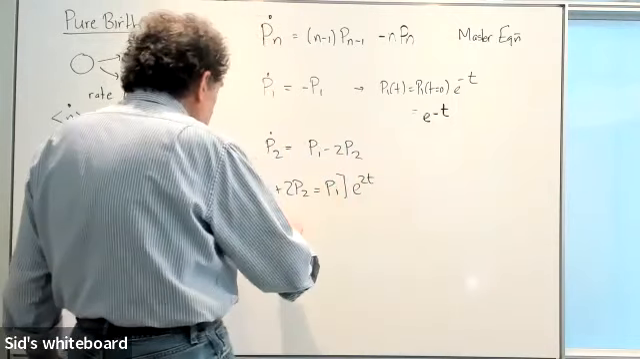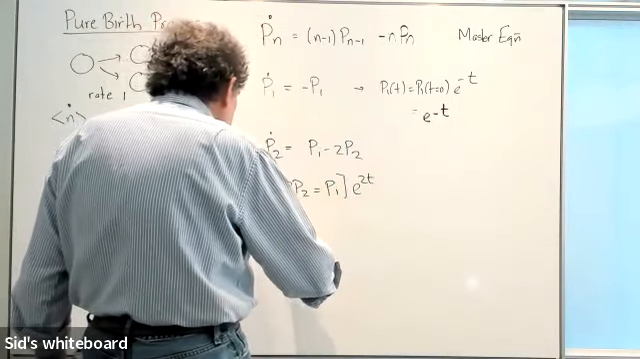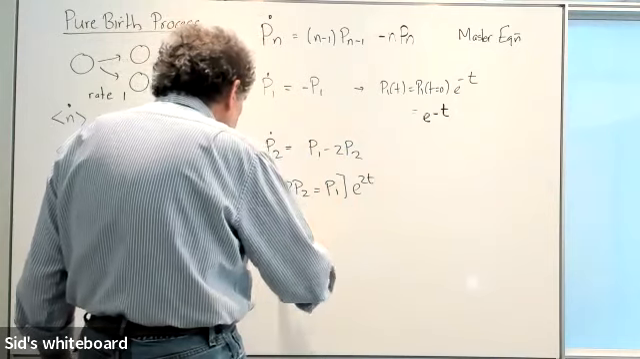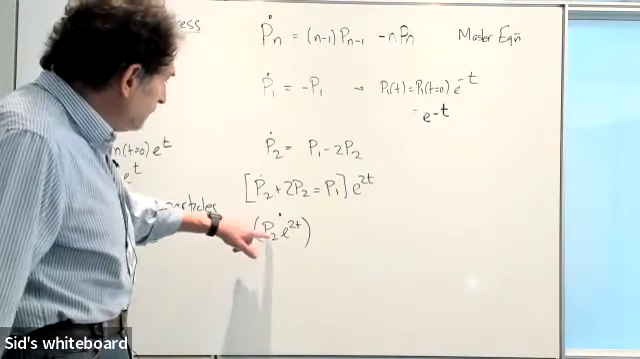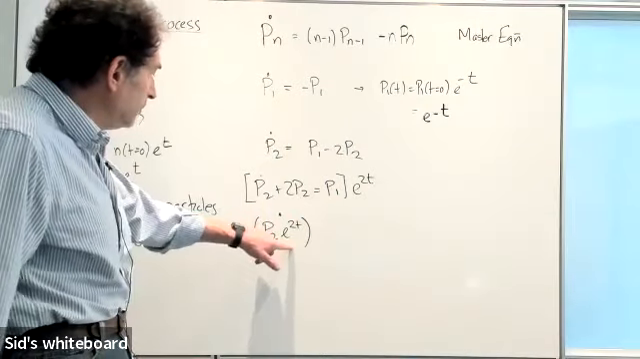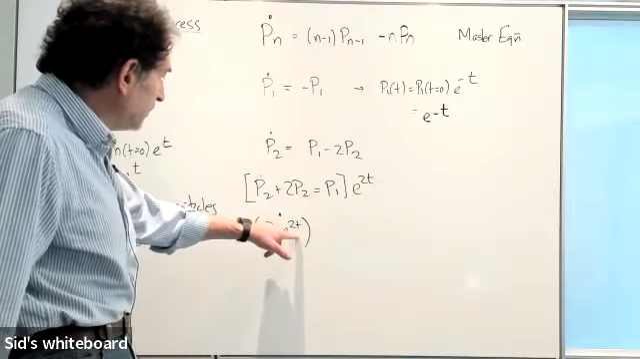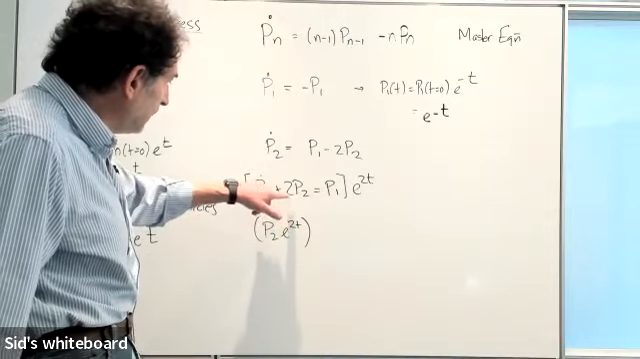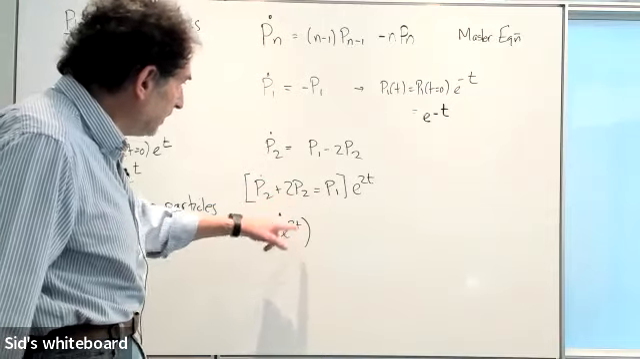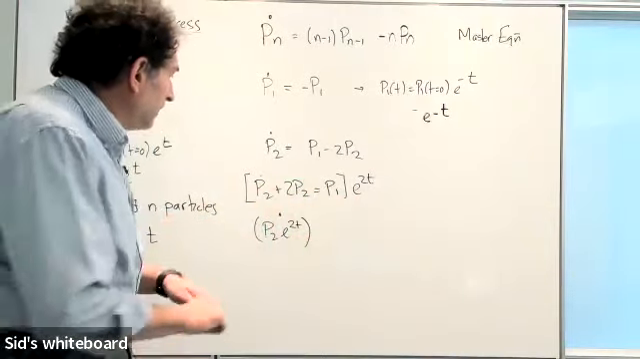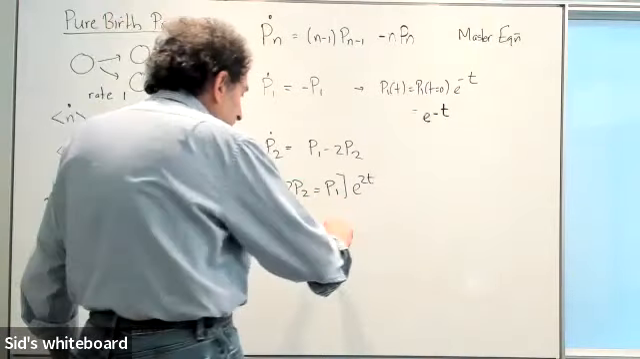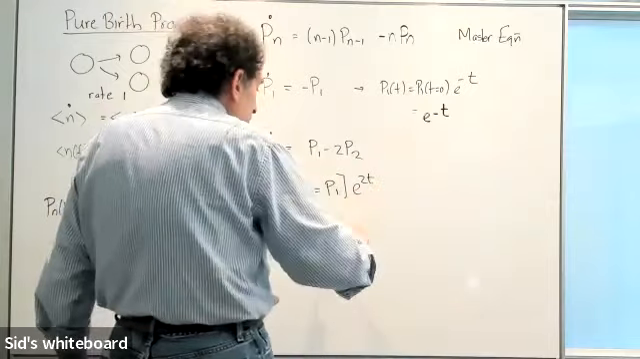And then the left-hand side is nothing more than P2 e to the 2t, the whole thing differentiated. You see that when I differentiate this, I'll get P2 dot times e to the 2t. Then when I differentiate the e to the 2t, it brings down a factor 2, and then I have the same thing again. And when I multiply through by e to the 2t, that's what I get on the left-hand side. And on the right-hand side, I have P1, which is e to the minus t, and so here's e to the t.